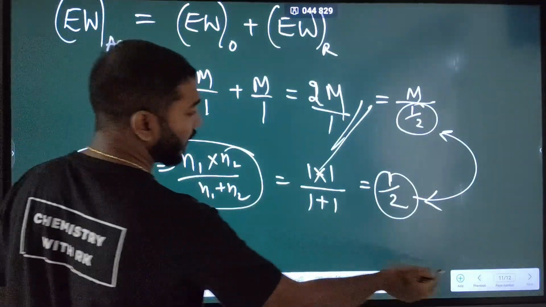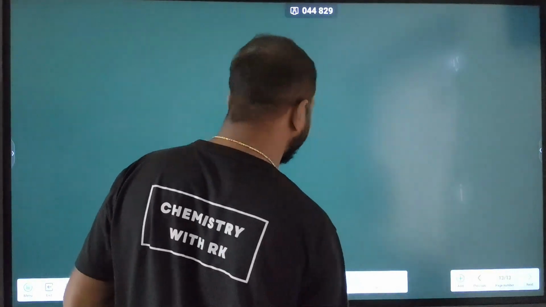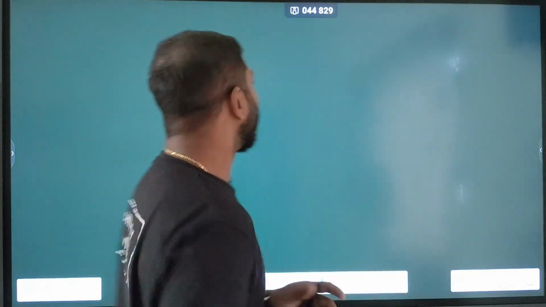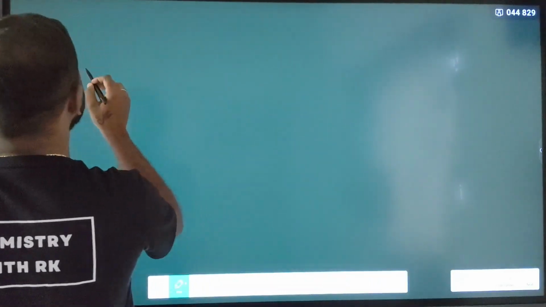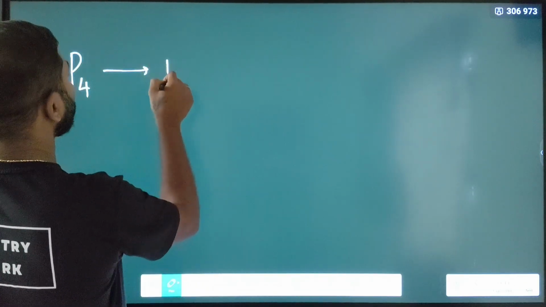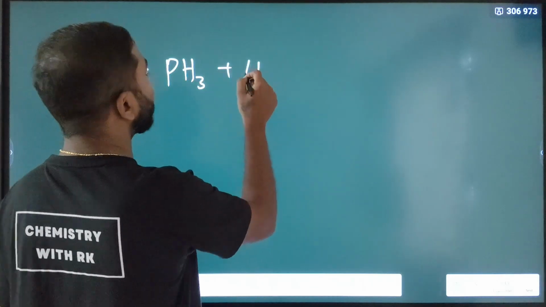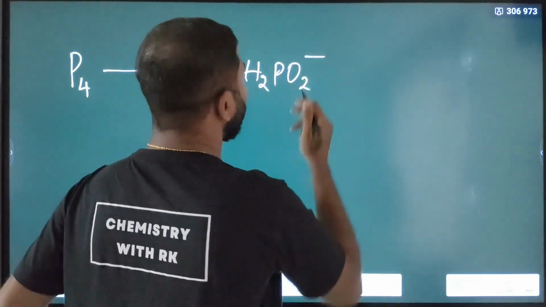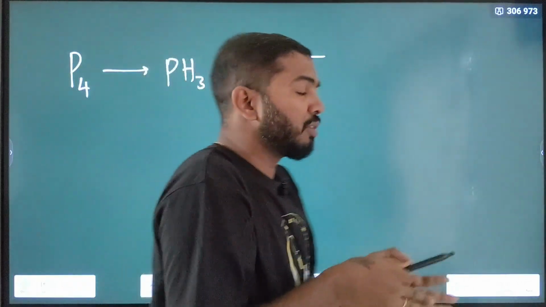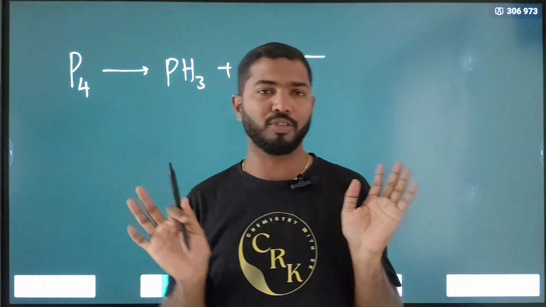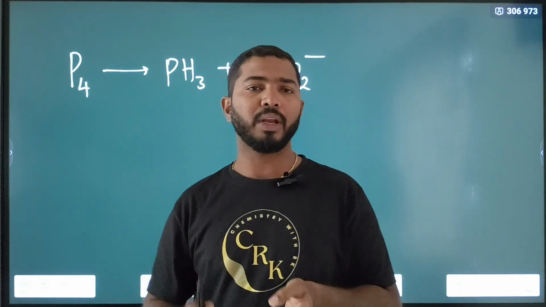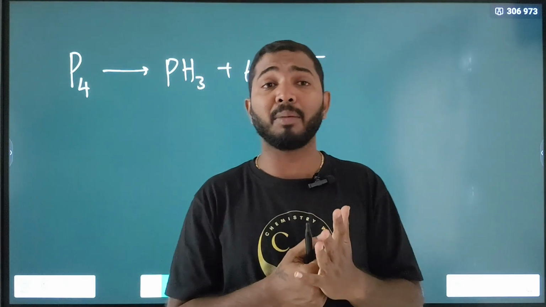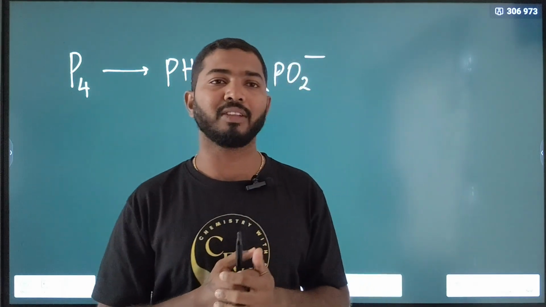So finally, let me take a very common and very famous example, which is frequently asked in various exams. Let me try to calculate the equivalent weight for this particular equation. The equation is P4 gives PH3 and then H2PO2 minus. First of all, please try to define whether it is comproportionation or disproportionation, and later I want you to calculate the equivalent weight. Students who have understood my previous examples can easily do this particular example.